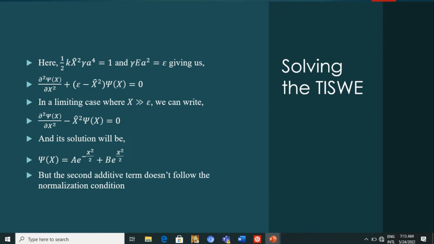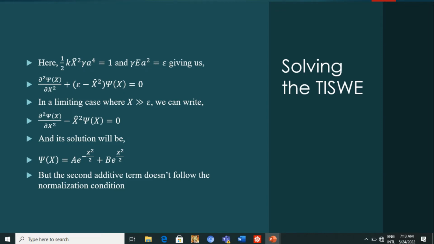It's a really convenient shape now, and if we take the limiting case where X is much greater than epsilon, we get this differential equation: d2 psi over dX square minus X square psi equals 0, and its solution would be psi of X equals A e to the power minus X square by 2 plus B e to the power X square by 2.